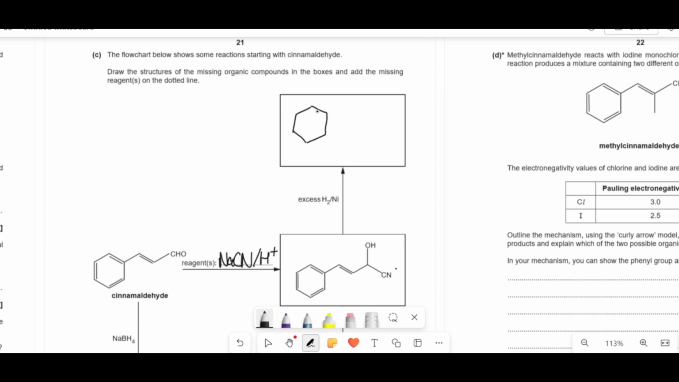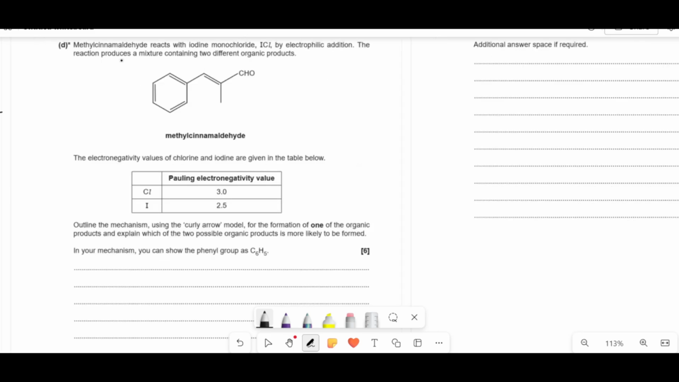So then if I draw this again now, we have this, this, and this, right? Now this has become a single bond because we've added the excess, which gives away that we're doing all of those. So then we end up with this, OH, and then CH2 from there, NH2 there. The fact it says excess is how you know that these are going to react because there's lots of it there. Now it says methyl cinnamaldehyde reacts with iodine monochloride via electrophilic addition.